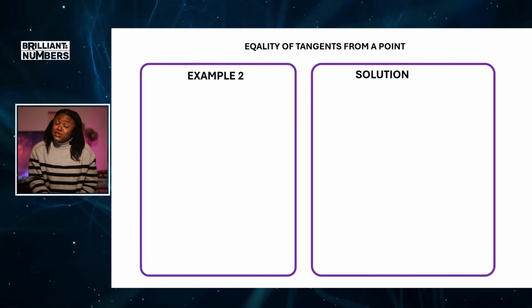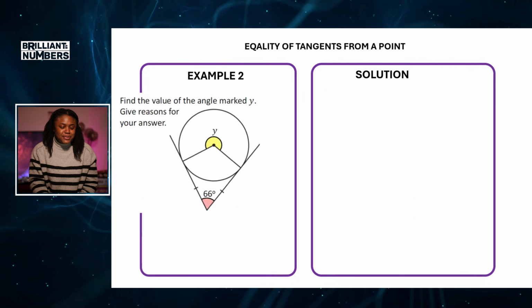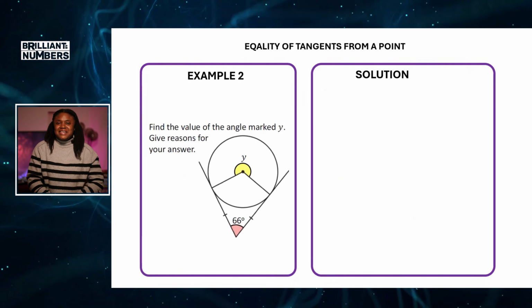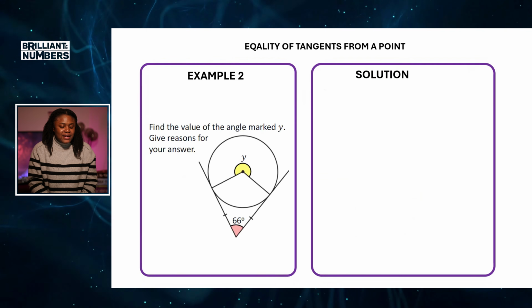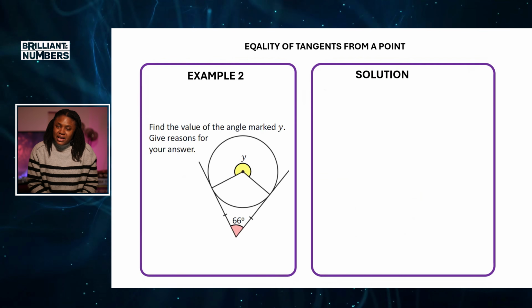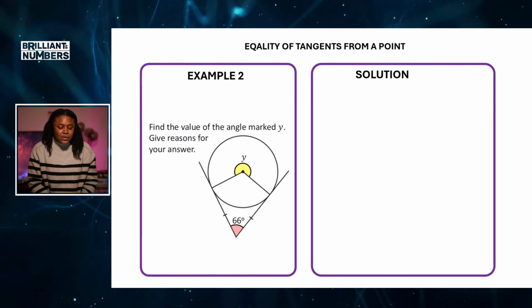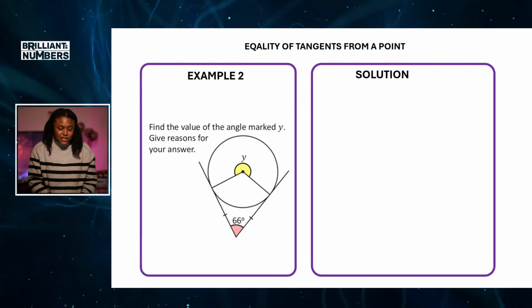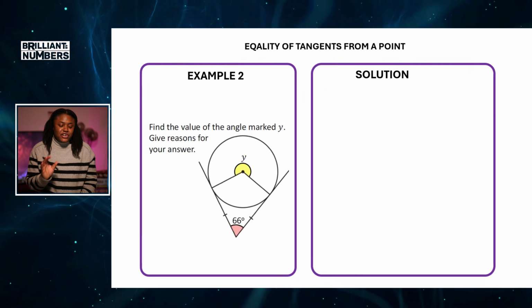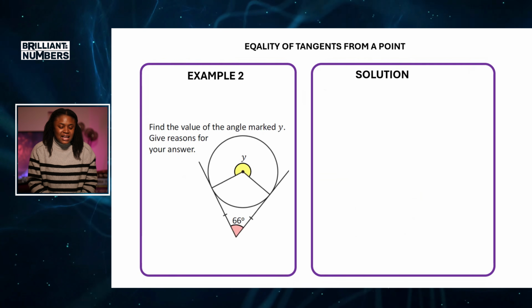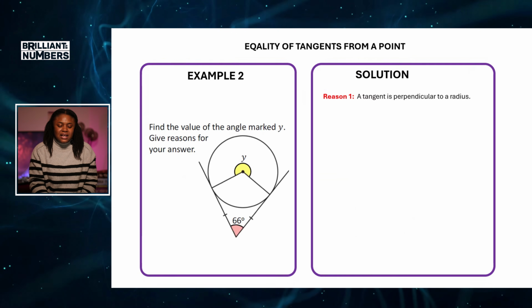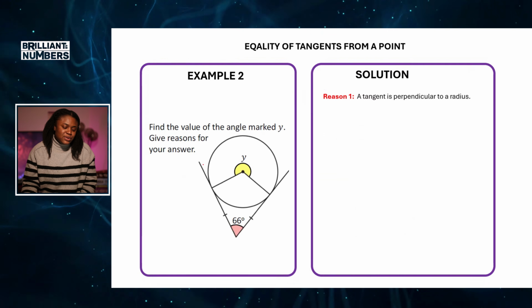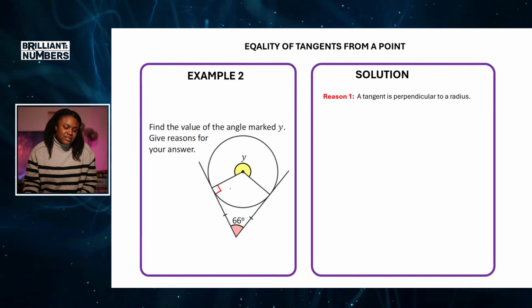Okay, so we're going to look at a second example. In this example, we're asked to find the value of the angle marked Y and also give a reason for our answer. Good. So again, we know that the radius and the tangent meet at 90 degrees. So we go ahead and we put our 90 degrees in.